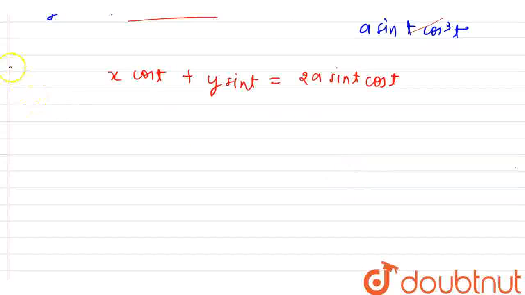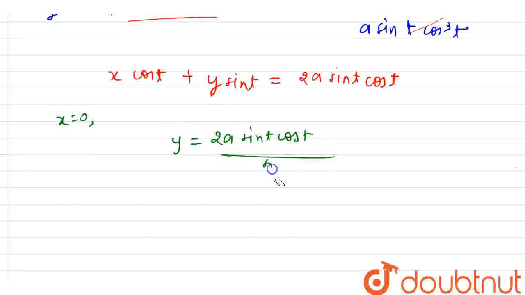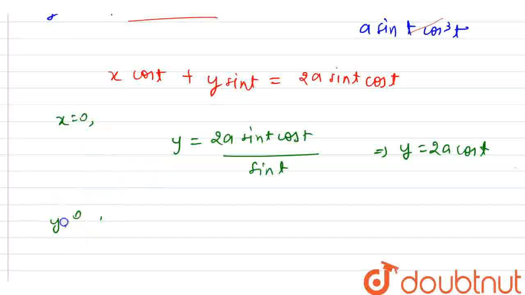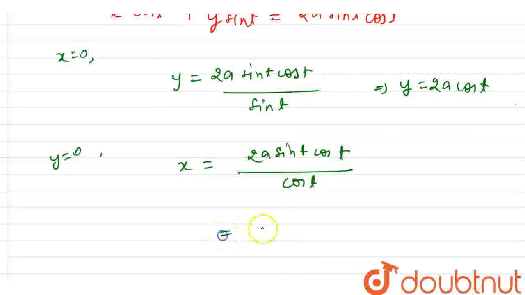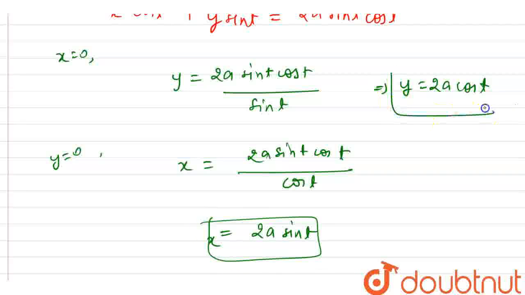Now I'm putting x is equals to 0 here, so I will get my y will be equals to 2a sin t cos t over sin t, and it is nothing but y equals to 2a cos t. Now when we put y is equals to 0, I will get my x is equals to 2a sin t cos t over cos t, and it will be equals to 2a sin t. So this is my x and this is my y.